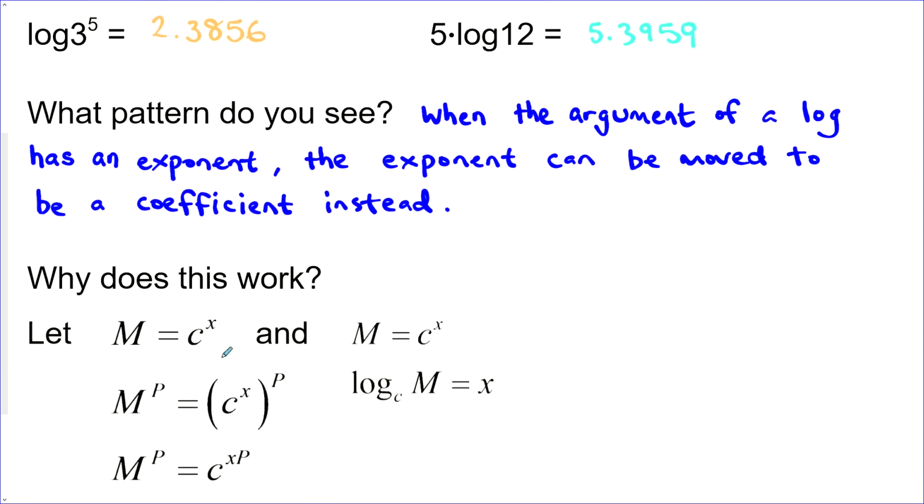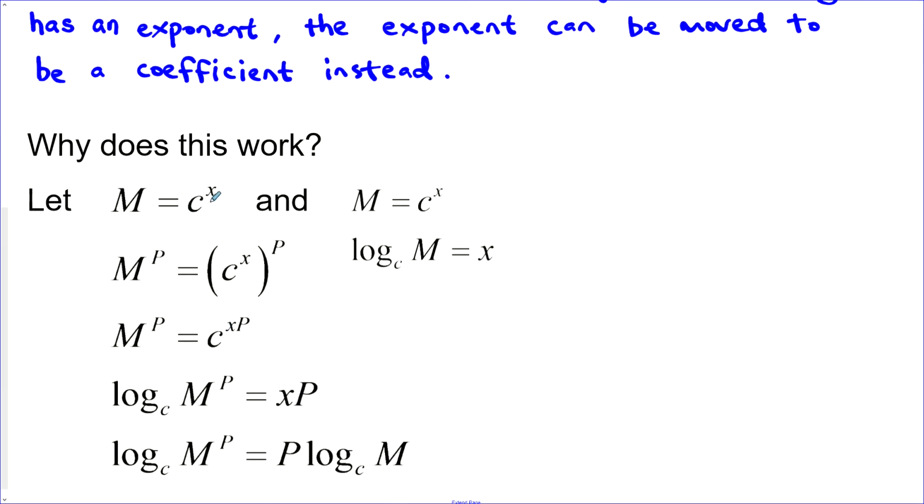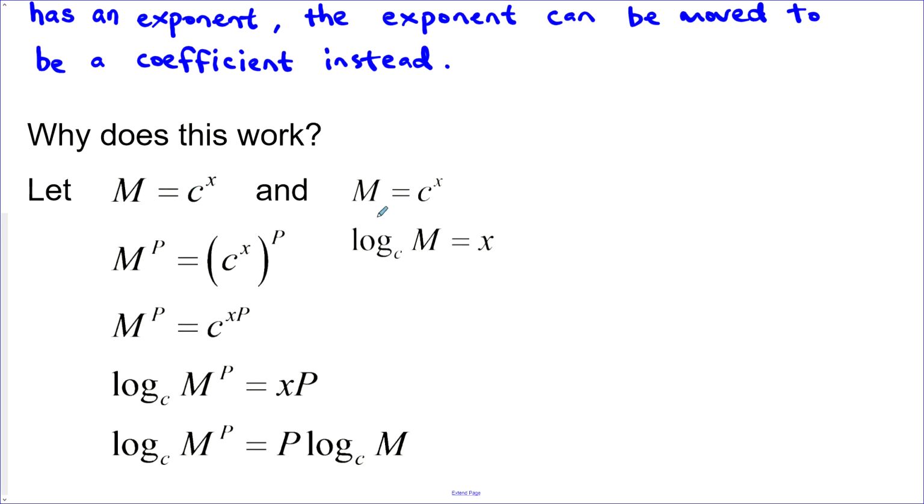Let's see why this works. If we have m equals c to the power of x, and this time we only need this one, we can rewrite this in log form, which we'll use at the very end here. We're going to raise both sides of this equation to the power of p. And then using our exponent rules, we know that we're going to multiply x and p here. So we're going to get c to the power of xp. Now we're going to rewrite this into log form using the c as the base. It is possible to rewrite it using the m as the base, but we don't want to do that. We want to get into this form. So c is the base, m to the power of p is our argument, and xp here is the exponent that is getting freed up.